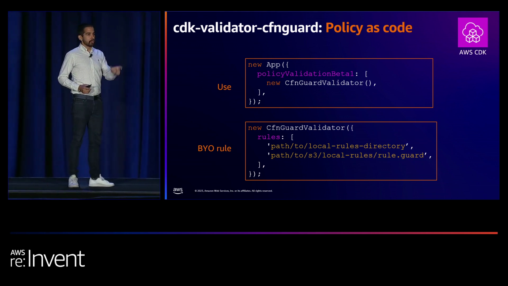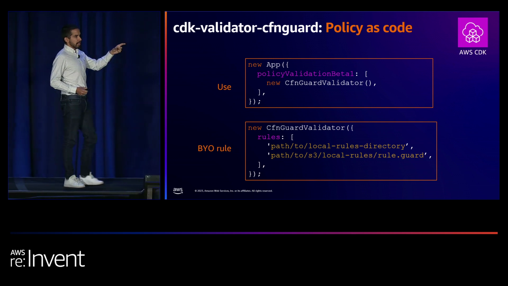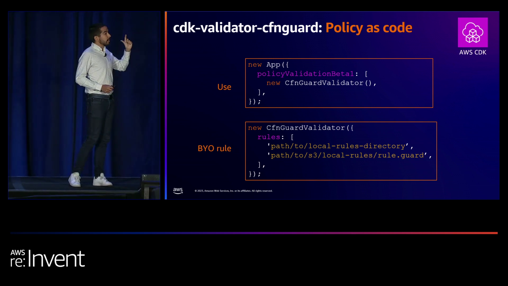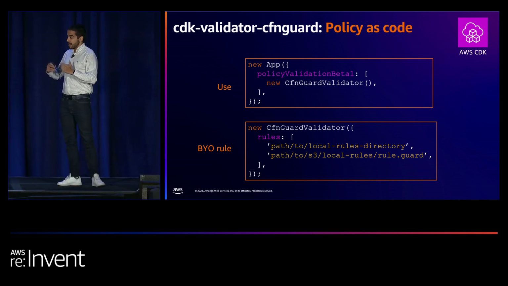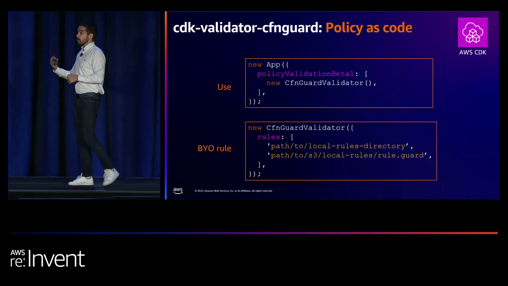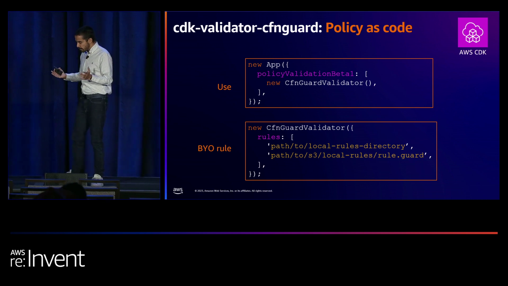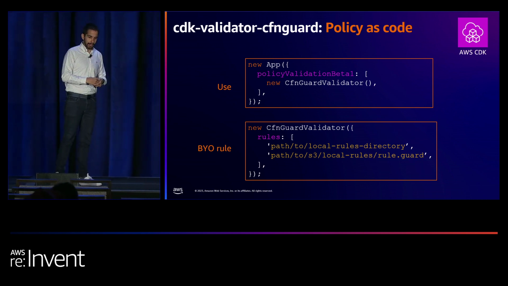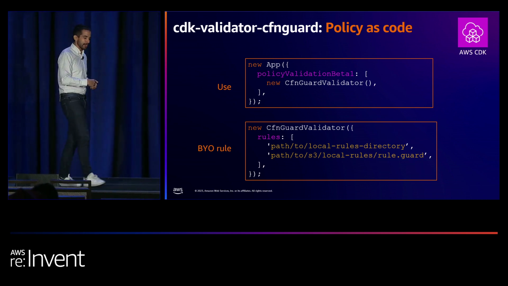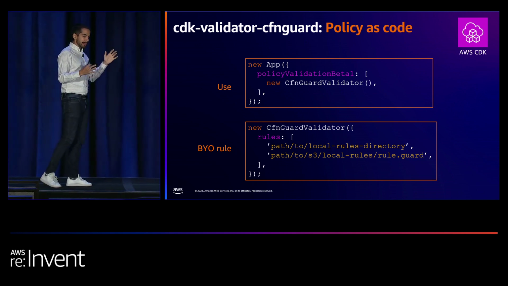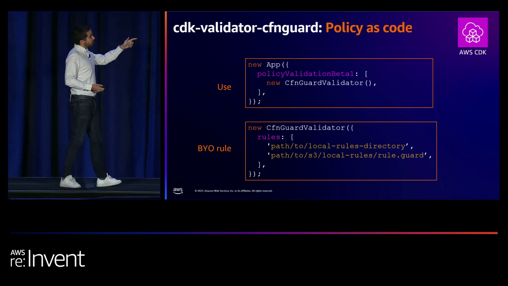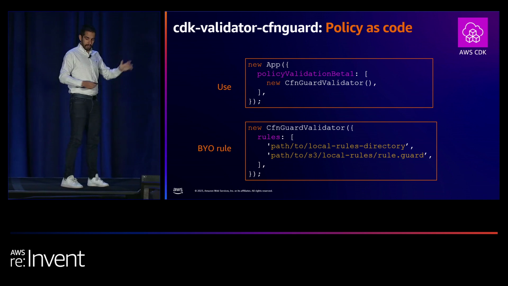And what you do is you add it to your application with a couple lines of code, and then you can either disable the default rules that it comes with, because it comes with a set of rules that are actually inherited from a list of protective controls in Control Tower. You can disable the ones that you don't like, and you can bring your own rule as well with a couple lines of code. Very easy.